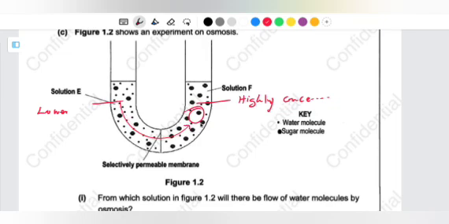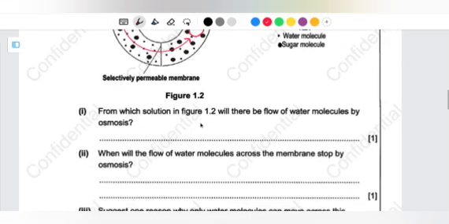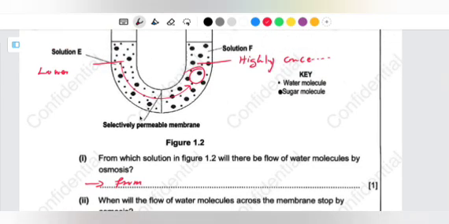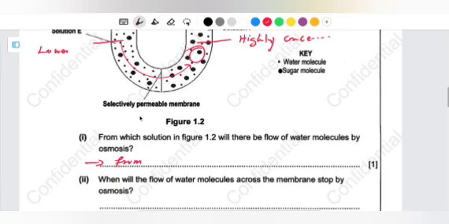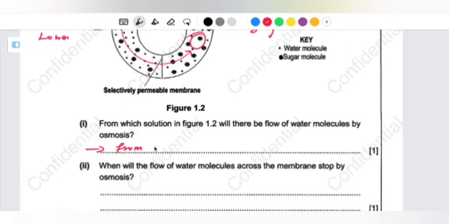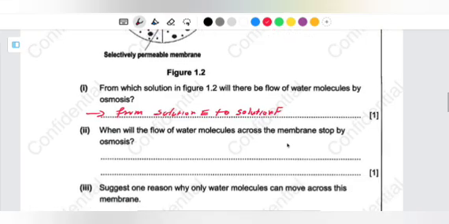Okay. So we are going to say from solution E to solution F. Okay, that is the way the water molecules are going to flow. So from solution E to solution F. So that is the answer for that question.